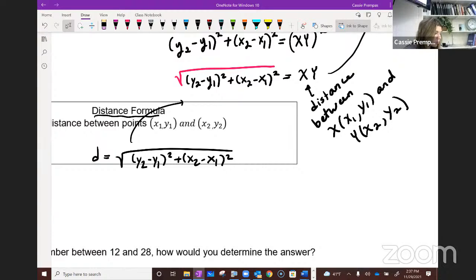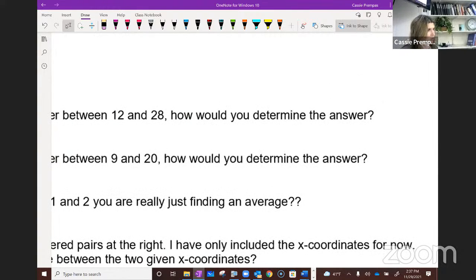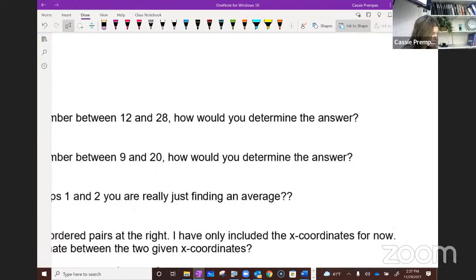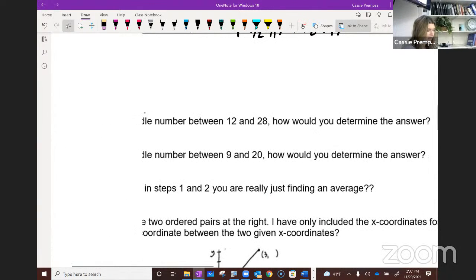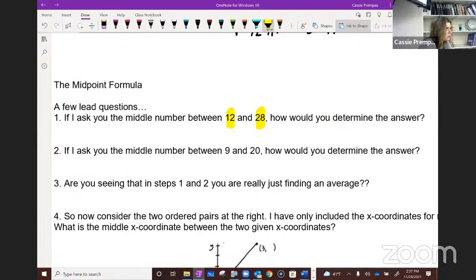Okay, in the same way that we just derived the distance formula, we're going to take a look at how the midpoint formula is derived. So let me ask you a few leading questions. If I ask you to find the middle number between 12 and 28, on your own, just write the answer. What would be the middle number between 12 and 28? I'm going to walk around. I just want to see how you think about it, because a lot of people think about it in different ways.